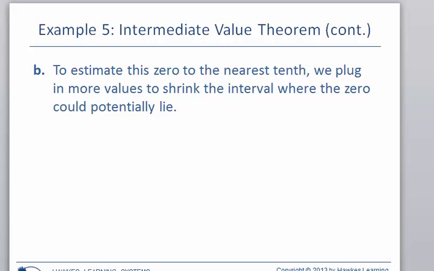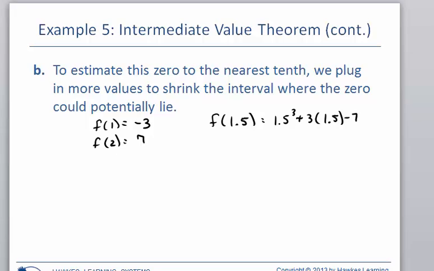So we already know, I'm just going to write this down from the last slide, that f of 1 is negative 3 and f of 2 was 7. So now we're going to try something in between. Let's try 1.5. So I'm going to do 1.5 to the third plus 3 times 1.5 minus 7. And you may want to use your calculator here to estimate what this is equal to. We will get 0.875. Okay, so if you look at that, this is positive.